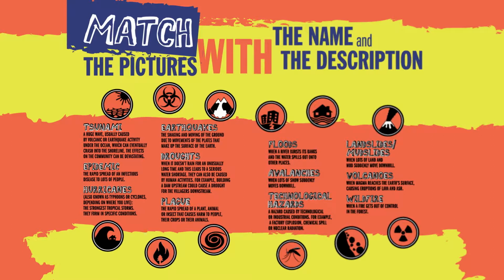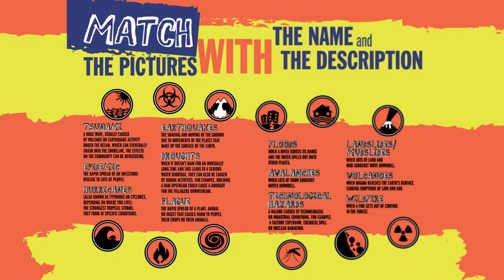Under it, droughts. When it doesn't rain for an unusually long time and this leads to a serious water shortage. They can also be caused by human activities. For example, building a dam upstream could cause a drought for the villages downstream. A mosquito. Under it, plague. The rapid spread of a plant, animal or insect that causes harm to people, their crops or their animals.